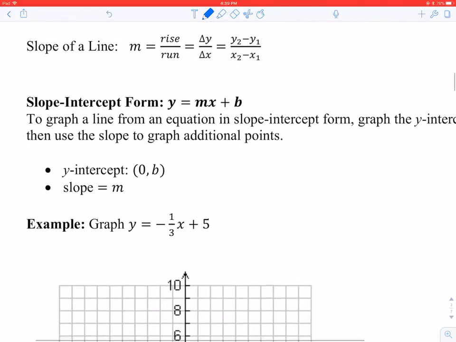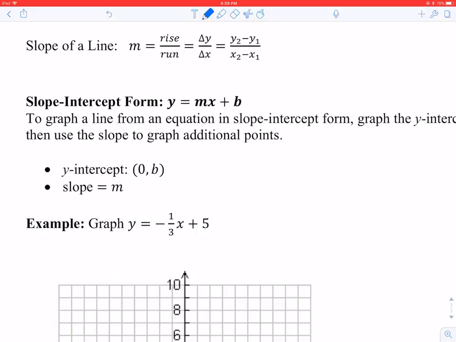Okay, so we just talked about the slope of a line being rise over run, which is equivalent to the change in y over the change in x. So that can be represented as delta y over delta x. That triangle here is read as delta, right? The Greek letter delta. So delta y over delta x.